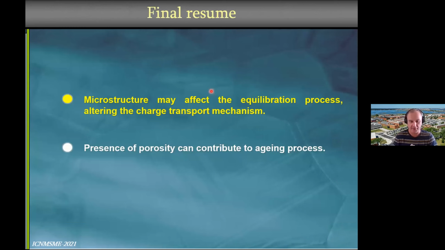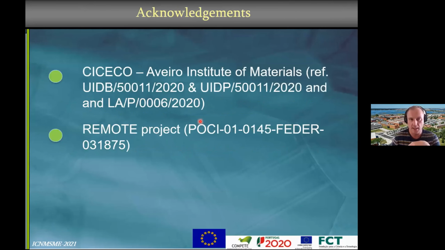So some general remarks. With these two examples, I tried to show some uncommon porosity-related effects on the performance of thermoelectric oxides. Microstructure may indeed affect the equilibration process, and this could even result in a complete change of the charge transport mechanism. The presence of porosity can also contribute to the aging process. And whenever we are thinking about designing porous thermoelectrics, which is advantageous for some applications, we should take into account these possible effects.